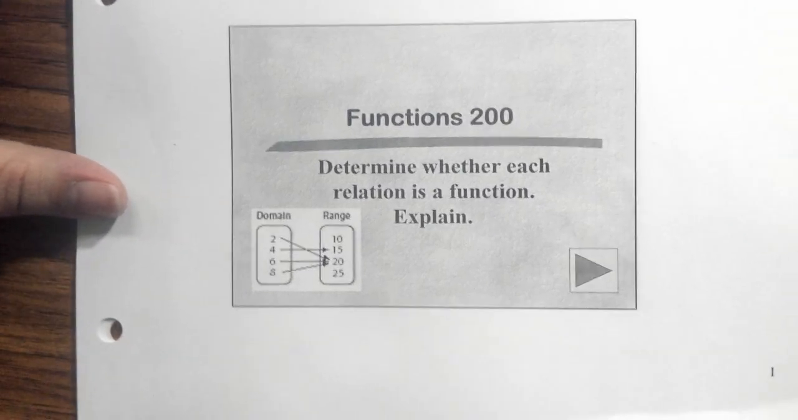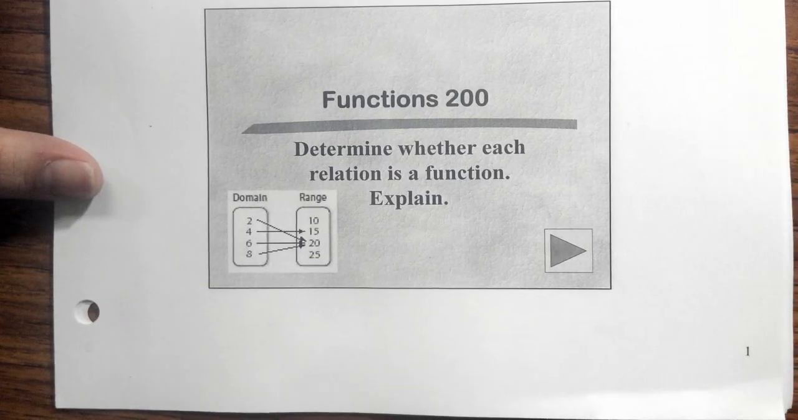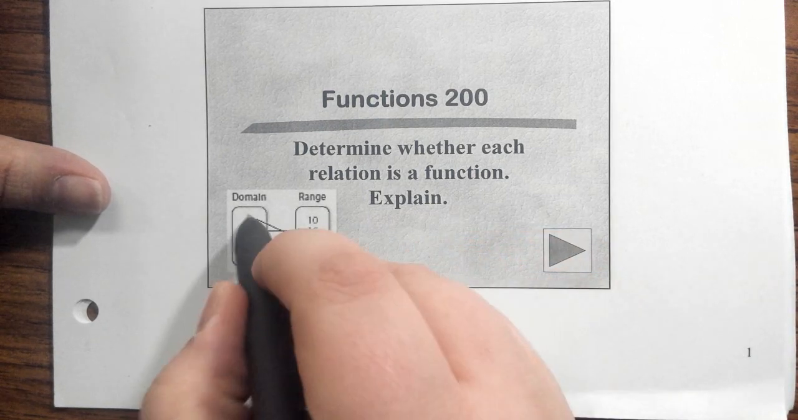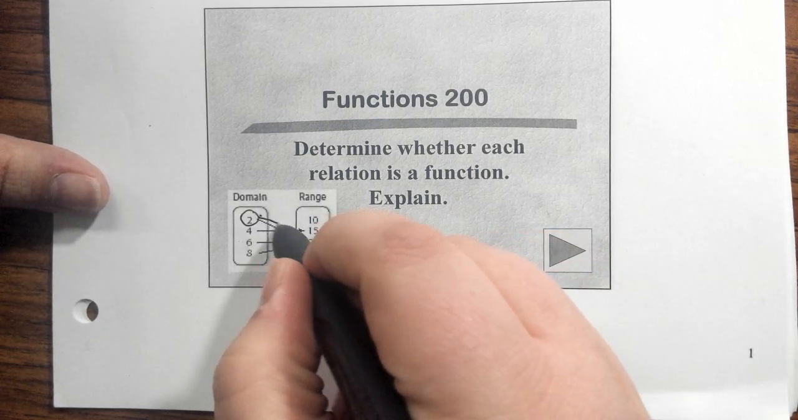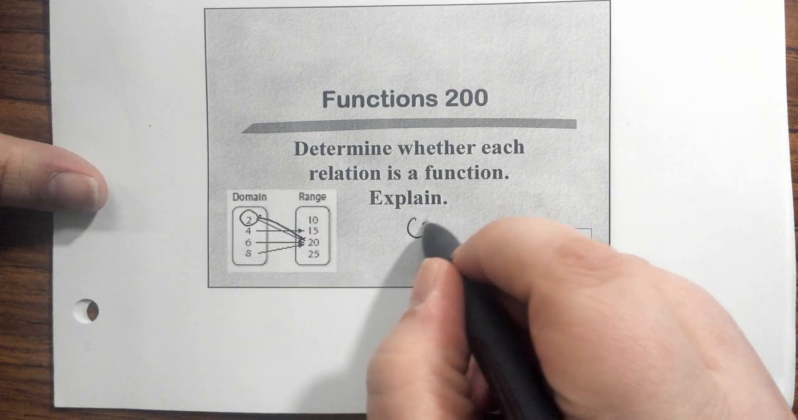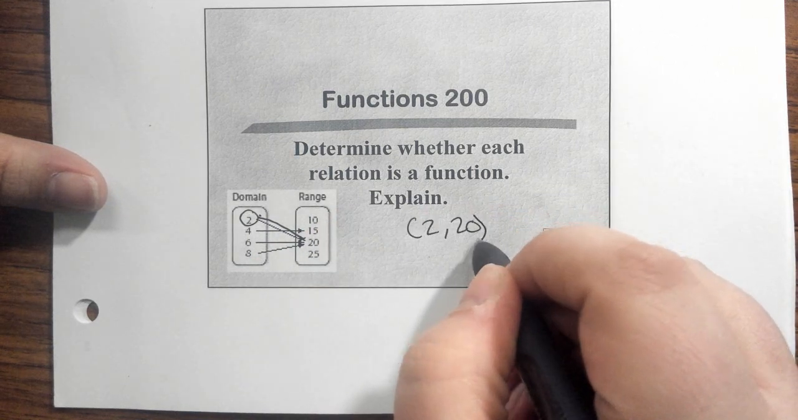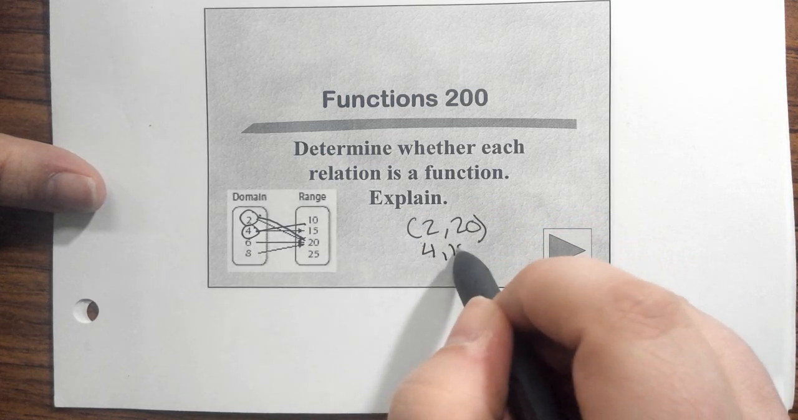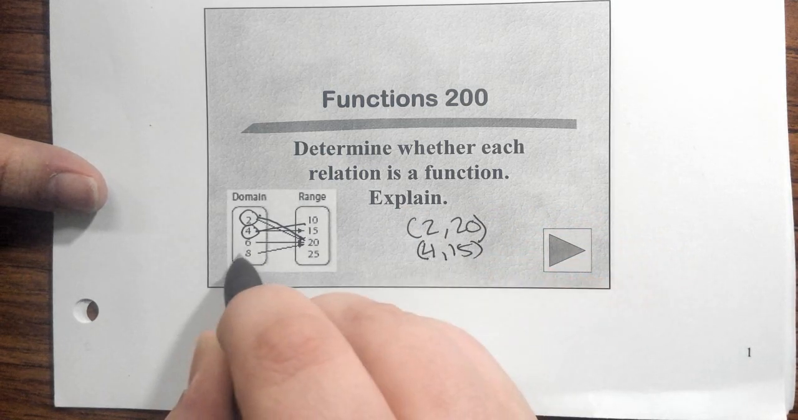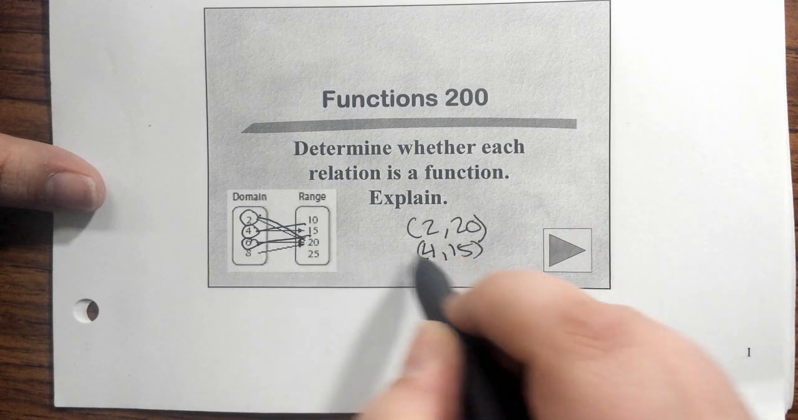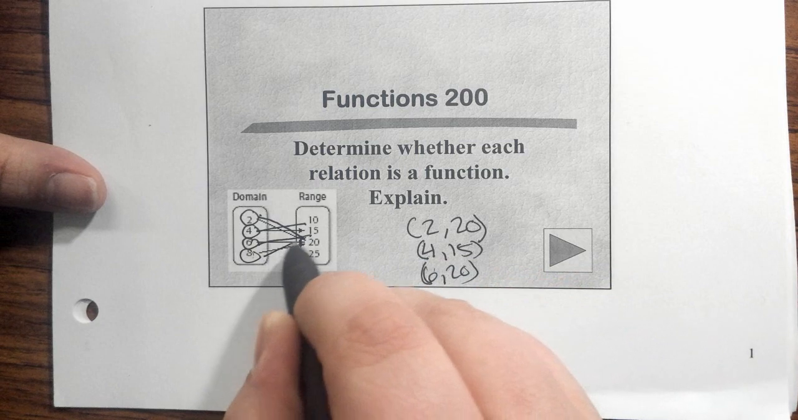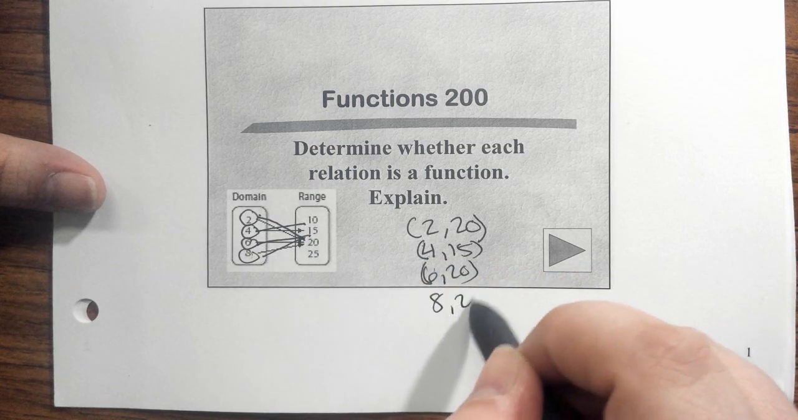Cool. Another way we looked at mapping diagrams to see if something was a function was we wrote the ordered pairs. So we said 2 maps to 20. So one of the ordered pairs is (2, 20). 4 maps to 15. So (4, 15). 6 maps to 20. So we have (6, 20). 8 maps to 20. So we have (8, 20).